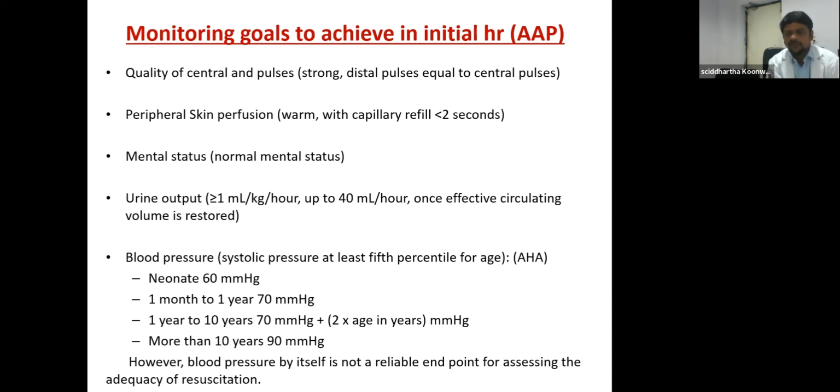The 5th centile for different ages: for neonates up to 28 days, the cutoff is 60 millimeter of mercury. For 1 month to 1 year, the cutoff is 70 millimeter of mercury. For age of 1 year to 10 years, the cutoff systolic blood pressure is 70 plus 2 into age in years. And for more than 10 years, the cutoff is 90 millimeter of mercury.